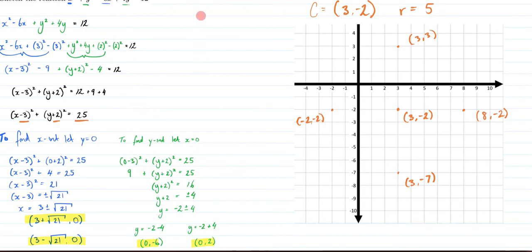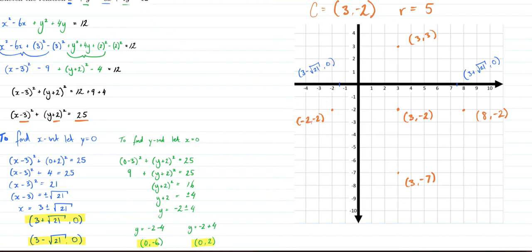Let me get my blue and mark in my intercepts. It's going to be somewhere here, and of course you would write in your more positive one, so it will be 3 plus the square root of 21, 0, and then go over to your other side, which will be about here, and this one will be 3 minus the square root of 21, 0.